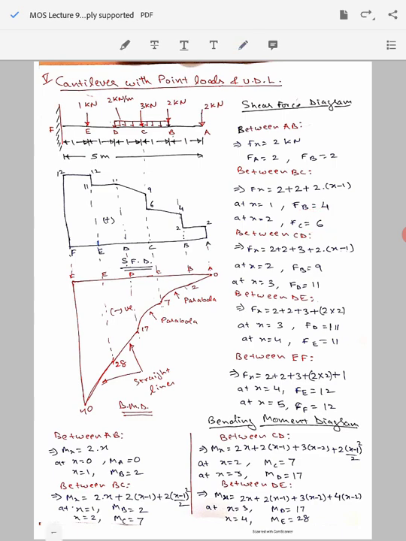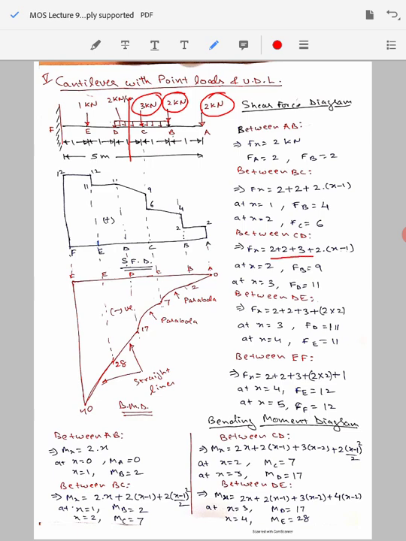Now let's apply the same logic, and let's keep on doing the same thing, and we assume the beam to be cut somewhere here between point C and D. So there will be a point load of 2 kilonewton to the right of it, another point load of 2 kilonewton, and then there is a third point load of 3 kilonewton. So that's why in your shear force equation there will be 2 plus 2 plus 3.